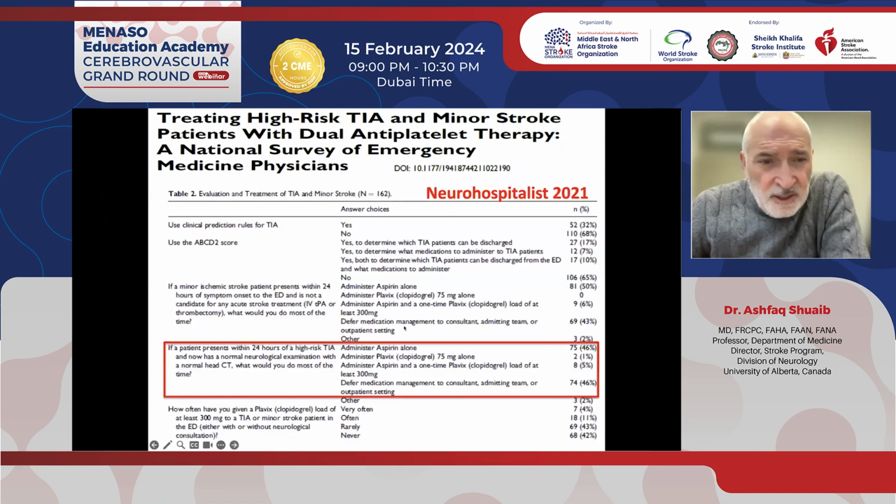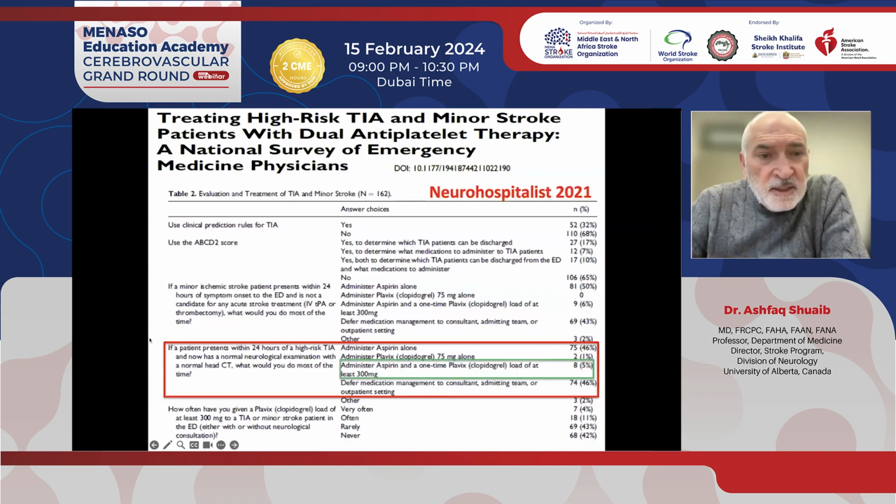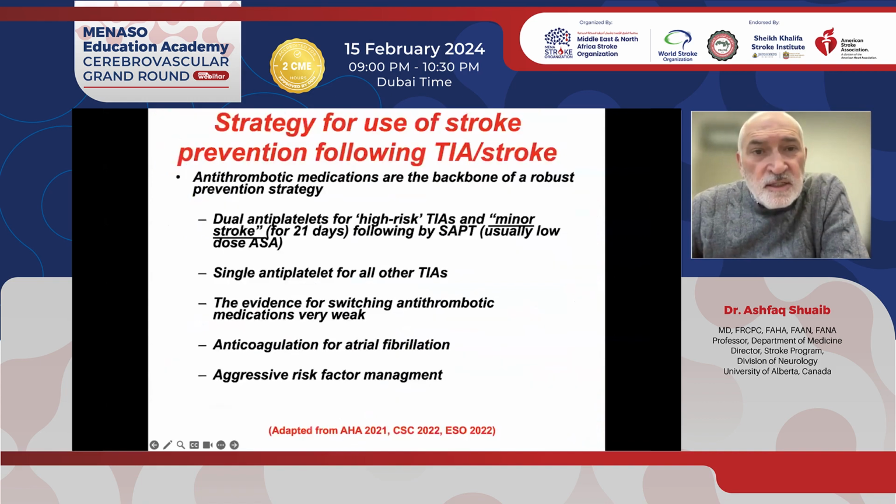They're actually doing terribly. So if somebody is coming with a high risk TIA to the emergency room, these doctors are prescribing in half these patients only aspirin alone. Most of these patients are being referred, deferred management to the consultant team. That's terrible, isn't it? So half the patients are being sent to a referring team. 46% are being discharged on aspirin, and only 5% are being discharged on dual antiplatelet agents. I don't know what to do with that. It's not very exciting data.